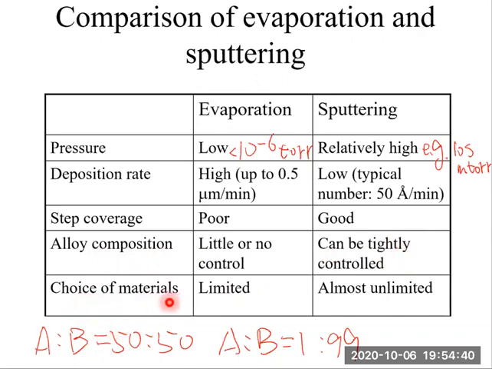Choice of materials. Evaporation is limited. Sputtering, almost unlimited. So sputtering typically has a wider choice of materials. Questions?